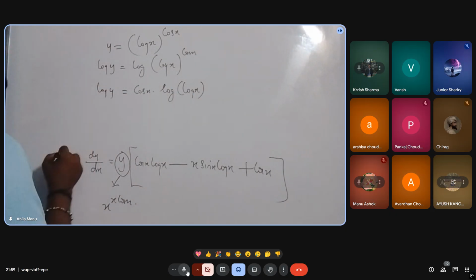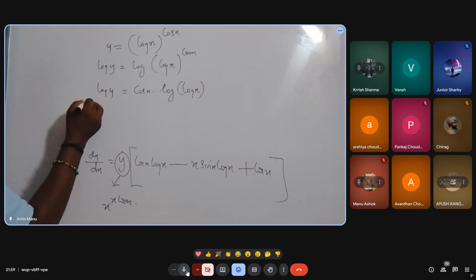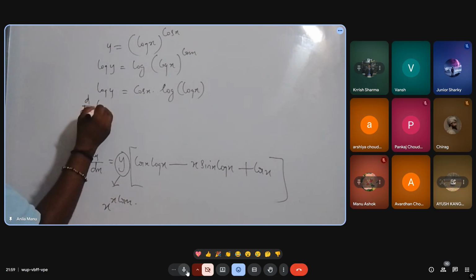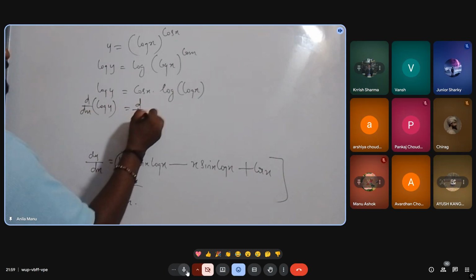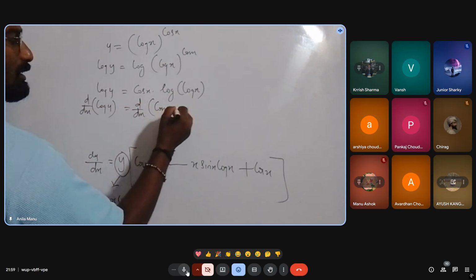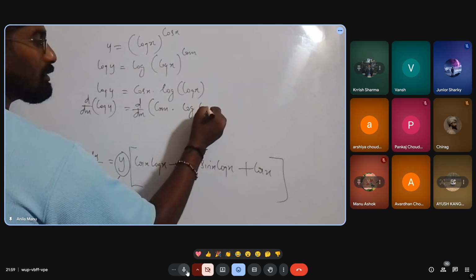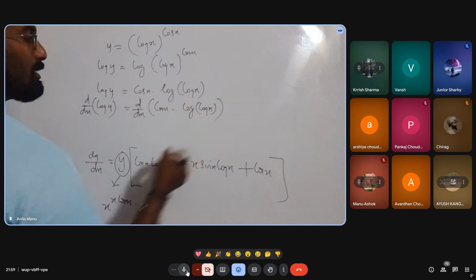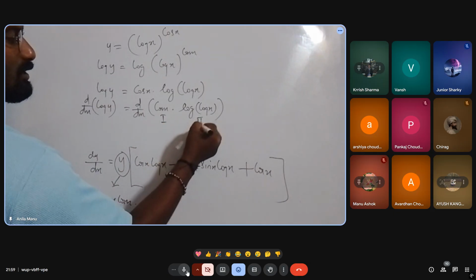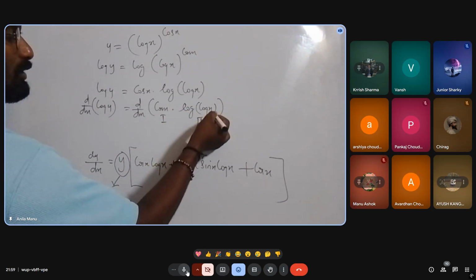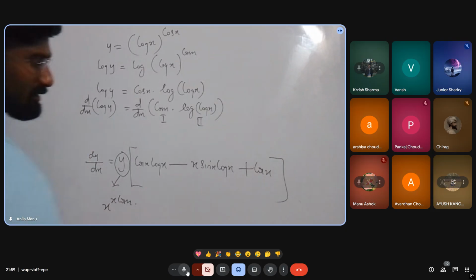Now differentiating both sides with respect to x. So d by dx of log y is equal to d by dx of cos x into log of log x. Okay, so only two functions. The first one is cos x, the second function is log of log x, but log of log x is a composite function.